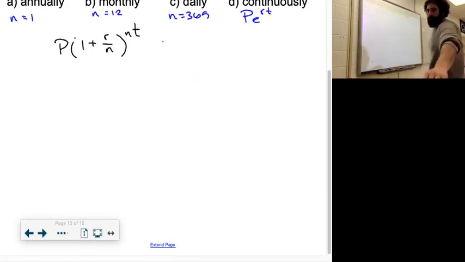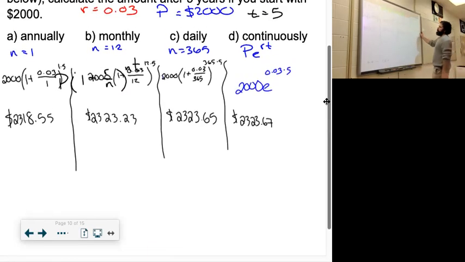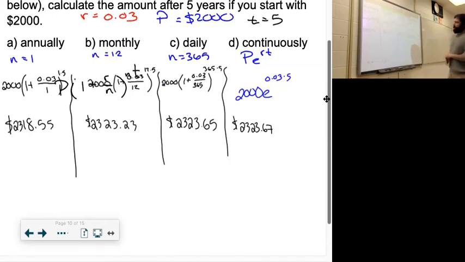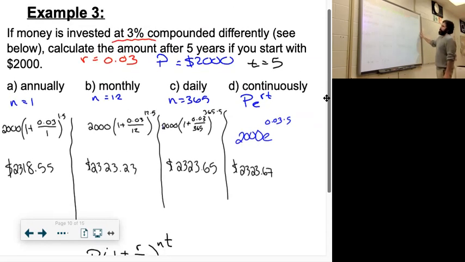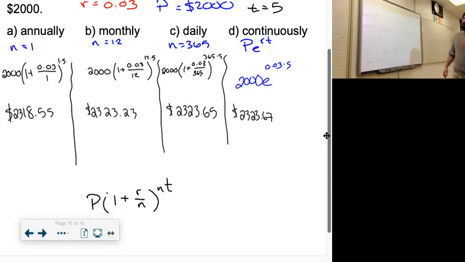Okay, so get this piece out of the way. In the first one, we're starting with our $2,000. Is it 2,000? Yeah. So we're starting with 2,000 times 1 plus the rate over 1, because it's only happening 1 time a year, raised to the 1 times 5 power. Second one, same formula, but we're just replacing N with 12 here.